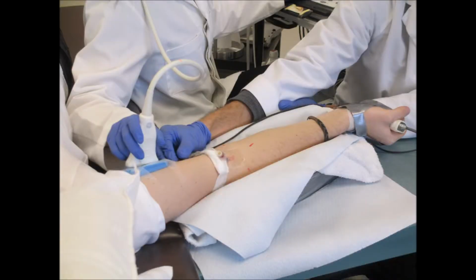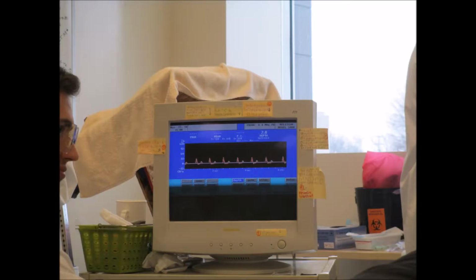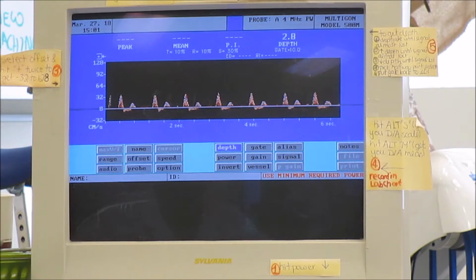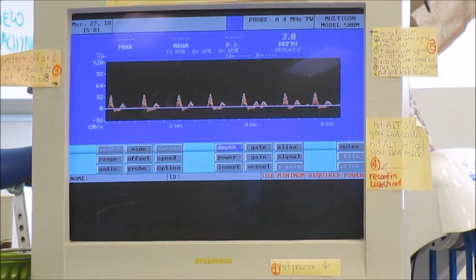A key aspect of this setup is that the ultrasound probe must be kept in constant contact with the exercising limb throughout the protocol. The current images shown were taken when the participant was at rest. During rest, blood velocity remains fairly constant. The highest point on the peak indicates the maximum velocity, while the lowest point on the trough indicates minimum velocity.